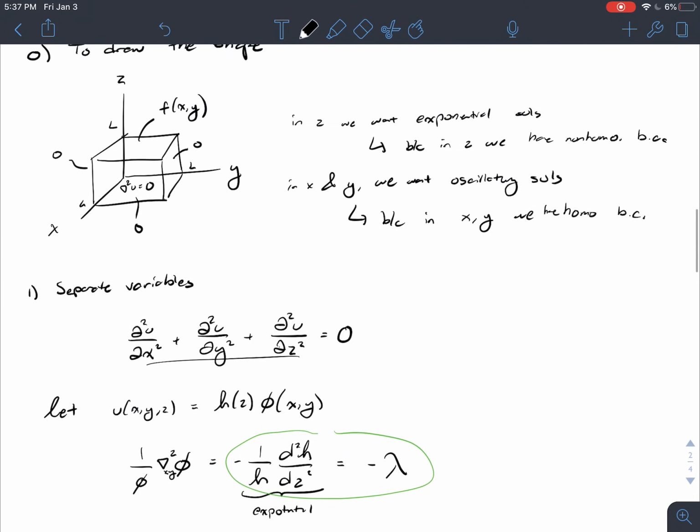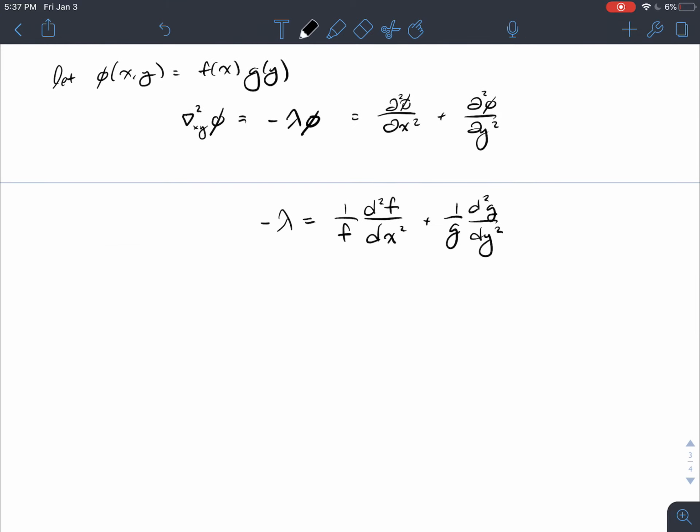So now the nice thing to notice is that we have homogeneous BCs in x and y. So we want both f and g to have oscillatory solutions, okay? So what we're going to do is move the y terms to the left-hand side alongside our lambda.